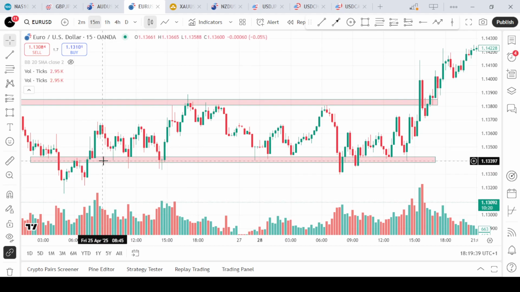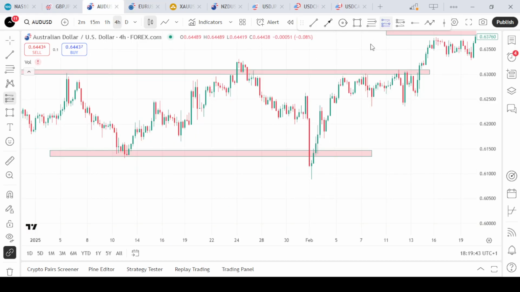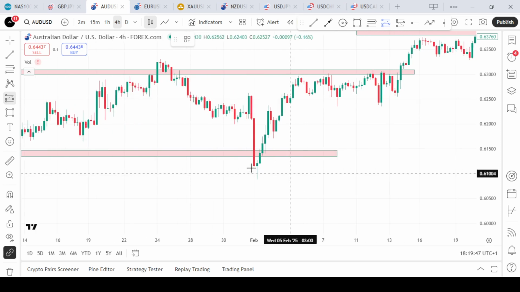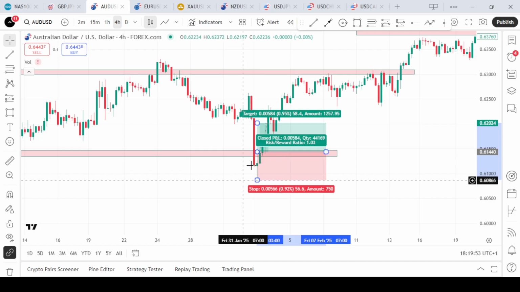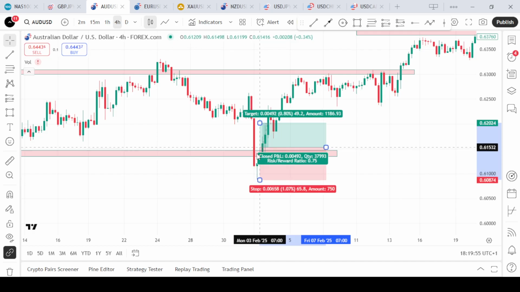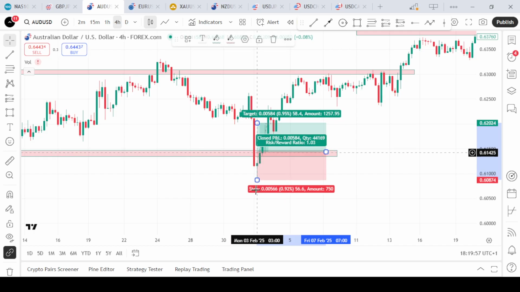Your entry should be based on the completed pattern. You can always enter because you can see this hammer candlestick pattern, and you see the bullish engulfing that's closed above the pattern. You enter the moment the pattern has been completed and you have gotten your confirmation.